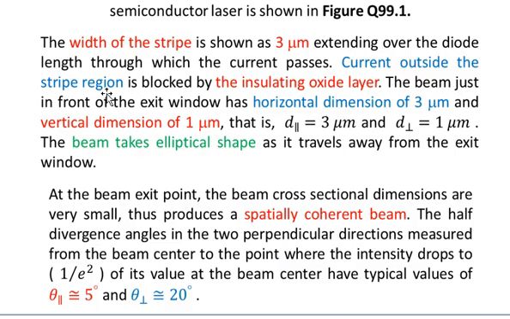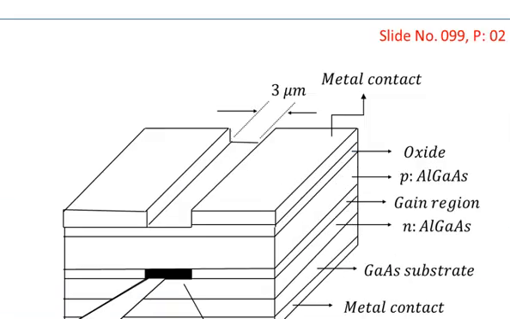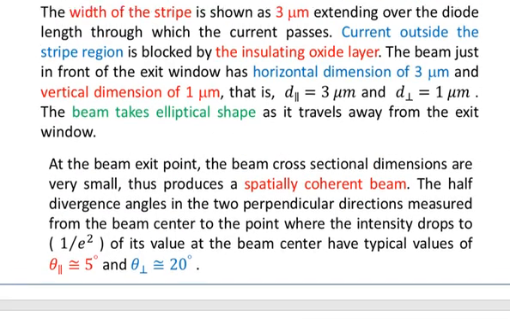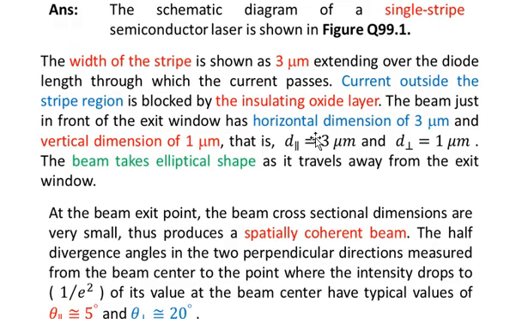Current outside the strip region is blocked by the insulating oxide layer. So you see that I have shown you the oxide layer which blocks the current. This is the oxide layer, you can see. This is the oxide layer. So this layer will block the current flowing outside this region. So the current outside the strip region is blocked by the insulating oxide layer.